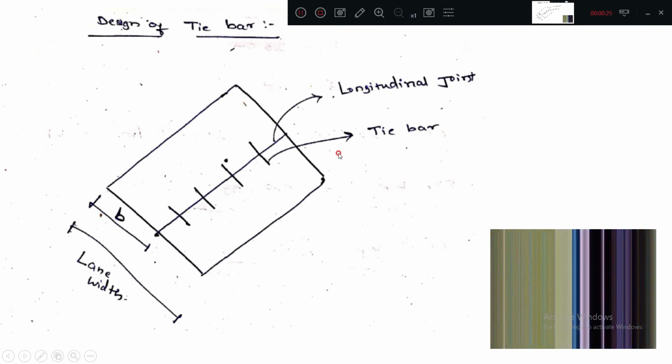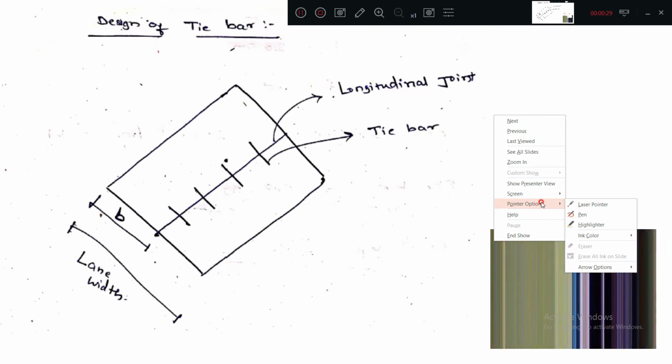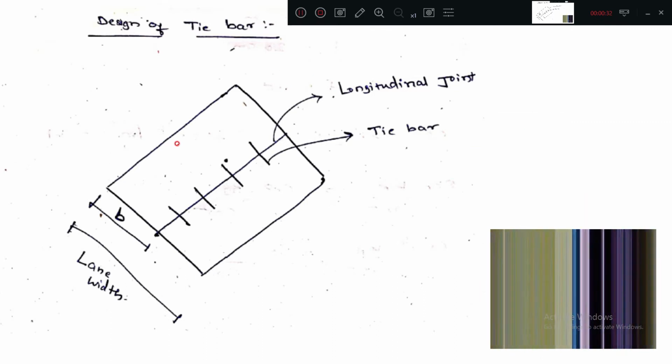So dowel bar system, everything was like this. If this is a panel, there is another panel like this. Two panels are there. I'm just giving a brief introduction. Dowel bars will come like this, and the joint which is running longitudinally in the direction of vehicle movement, let us say these two are the vehicle movement.